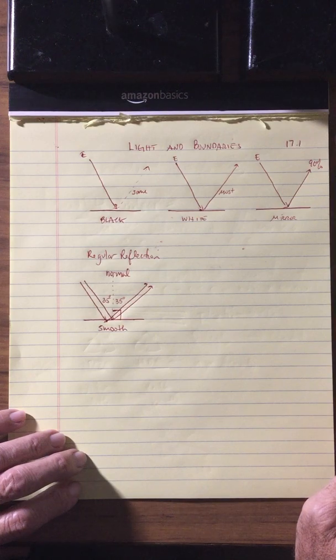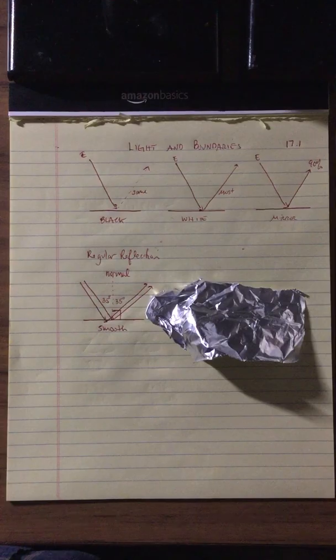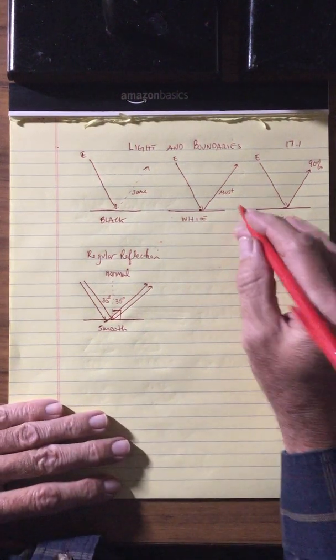So now I have a material, aluminum foil. How does the laser pointer reflect off of this? So here's the light coming in. And you can see it's not exiting at the same angle. Okay, why is it not exiting at the same angle? It's because this is not a smooth surface. So this is called a diffuse reflection.